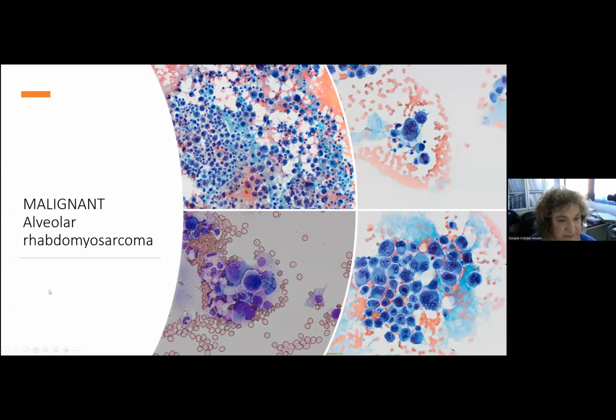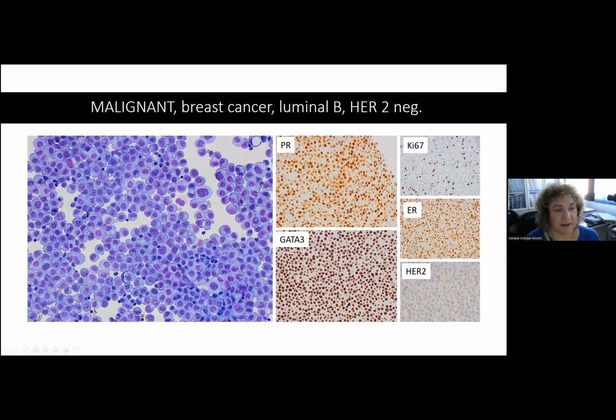So this is an example of malignant alveolar rhabdomyosarcoma, very, very rare. We didn't use any immunocytochemistry or histochemistry here because the patient had the tumor removed, so every other analysis was done on histology. You just can see how it looks, very, very pleomorphic cells in peritoneal fluid.